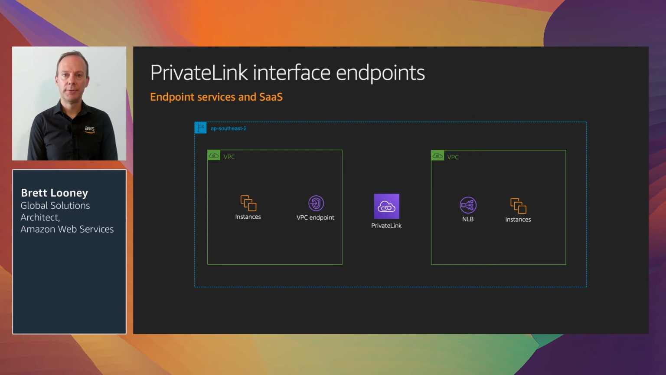This is ideal for SaaS providers. They can have their own VPC in their own account. They can present services into customers' accounts. And again, we don't have to worry about whether the IP addresses are overlapping. All they need to do is set up a network load balancer, present that via PrivateLink, and we deliver traffic into the instances that are connected to and registered with the network load balancer.